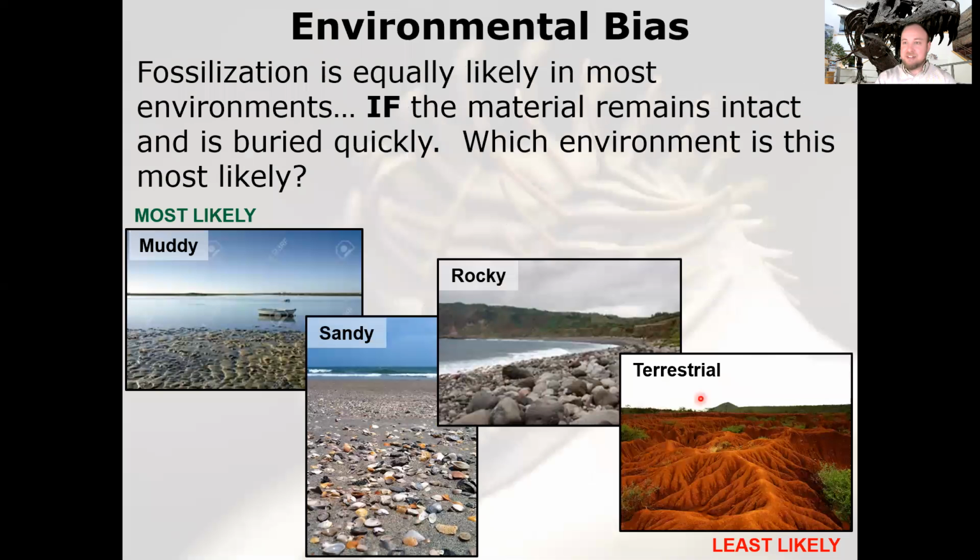So what we see in the fossil record is that there's an environmental bias. Fossilization is very likely in most environments if the material remains intact and if it's buried quickly before it gets torn apart by all of those processes. So think about geology, think about all these different environments. Which environment is this more likely? So like a muddy lake, a muddy river, a muddy swamp, pretty low energy environment, not a lot of oxygen maybe. This is very likely to preserve fossil material.